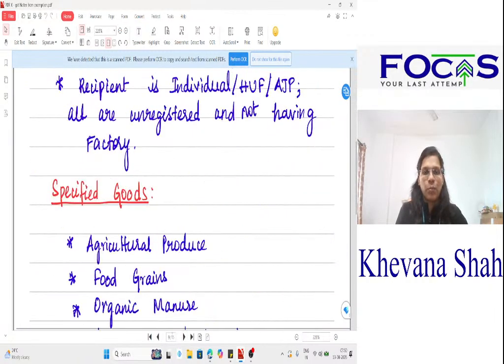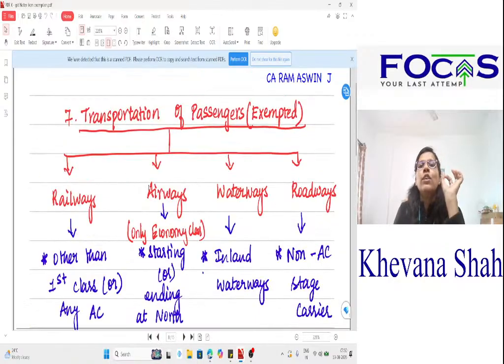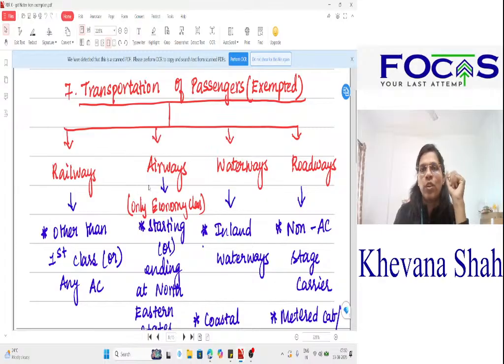Next, we will see transport services. Okay. So, transportation of passengers is an exempt service. Now, we have four categories for the transportation. The first one is your railways. So, if you are traveling in other than first class or any of the AC class, then that transportation will be exempted. If you are traveling by airways, then only economy class is exempted.